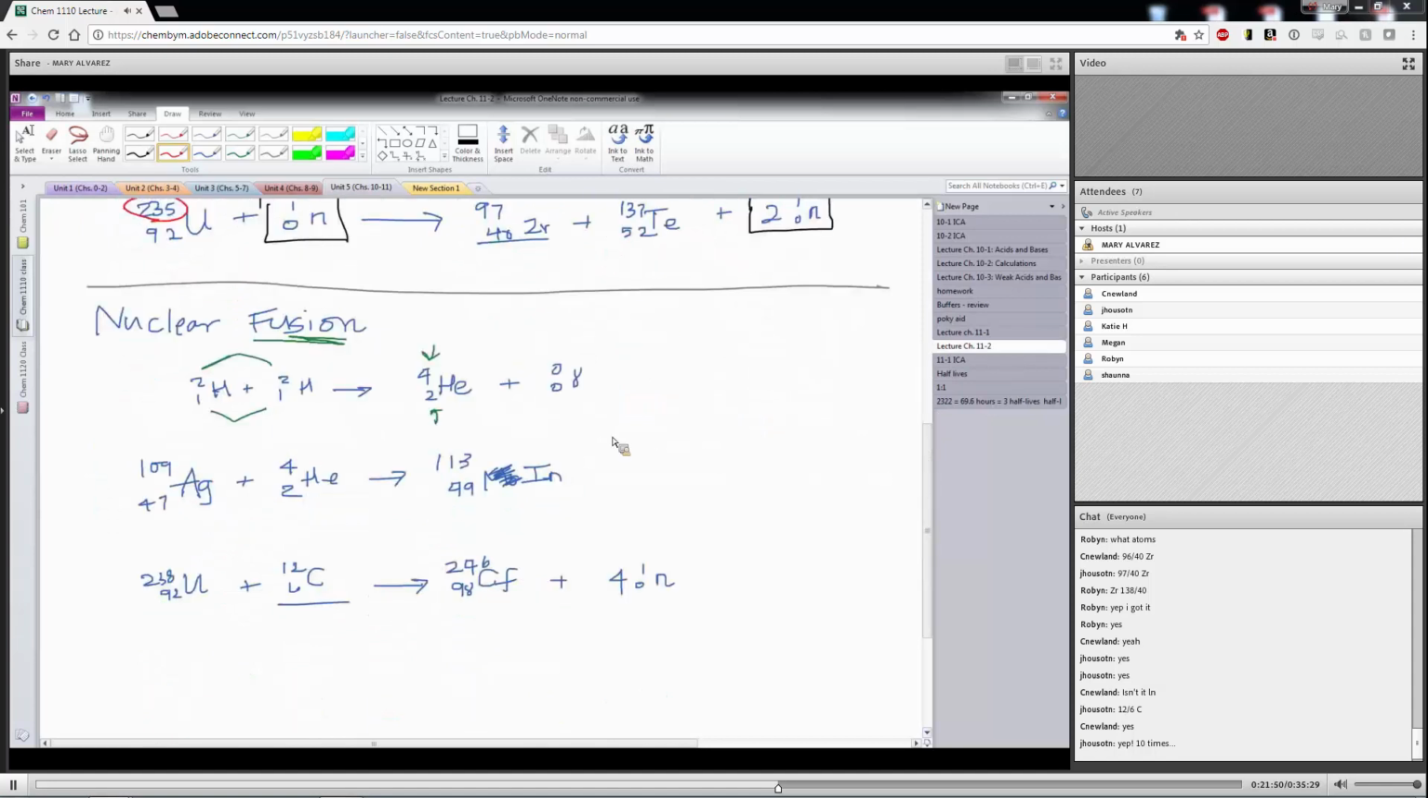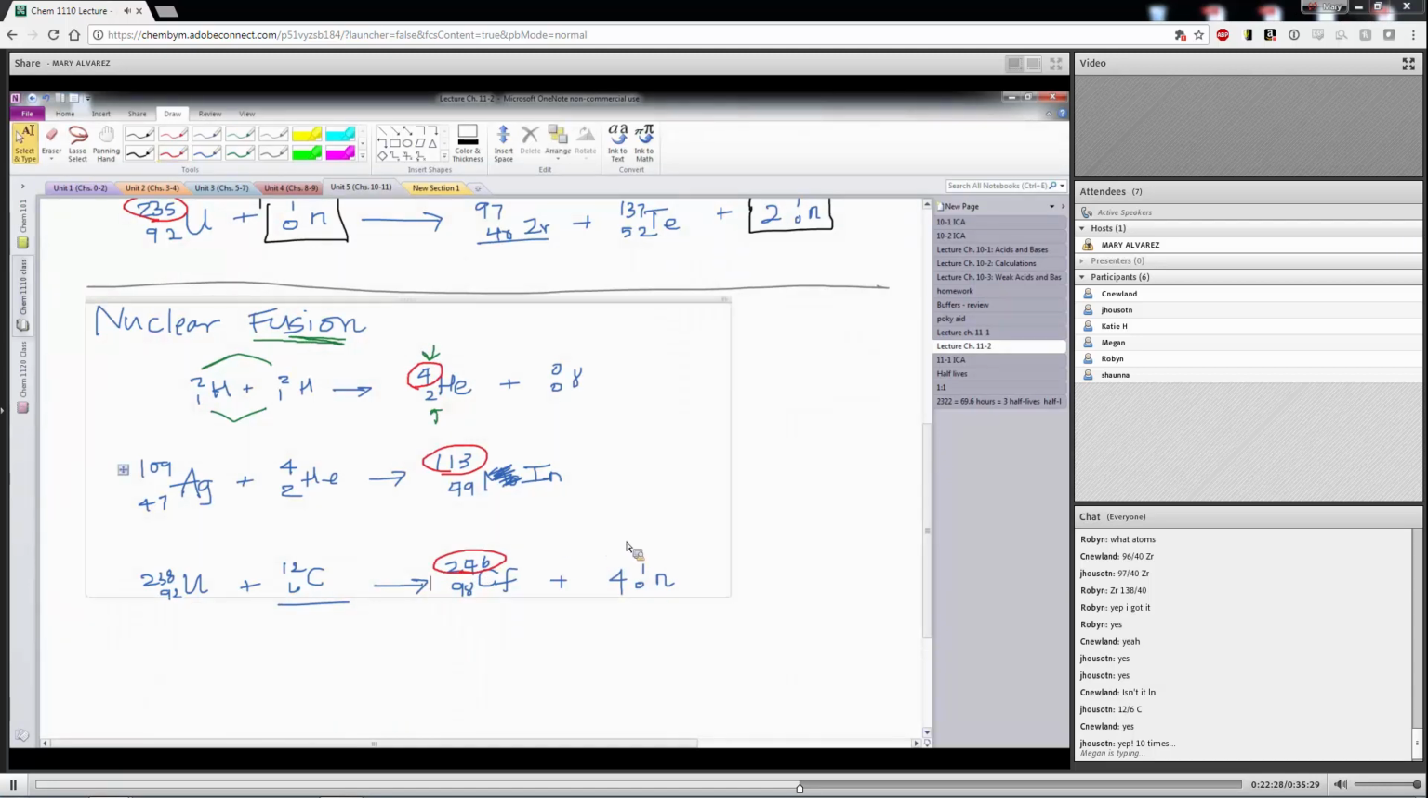For fusion, then, you're going to say 2, 2, 4. Okay, so this is the heaviest thing. So it must have been fused together. This almost looks like alpha emission because I'm producing a helium nucleus, but the helium nucleus was not kicked out. It was formed from fusion because this is the heaviest part. Again, 109, 4, 113. This is the heaviest piece. Therefore, that one's fusion. 238, 12, 246. This is the heaviest piece. So that one's fusion.